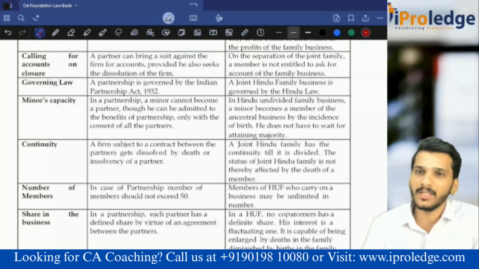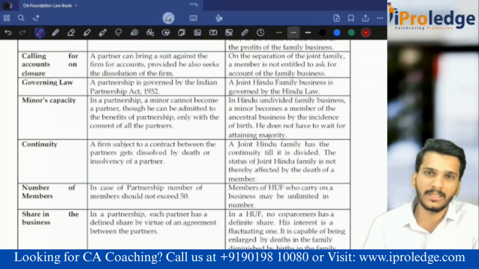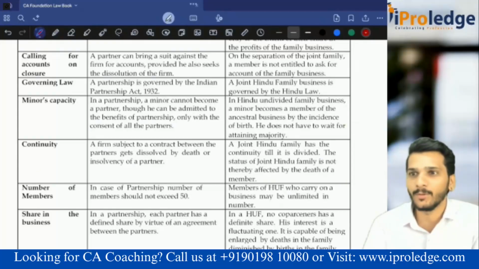In case of partnership, a minor cannot become a partner, but in case of HUF, even a minor can become one, because the moment you are born, you are not yet the age of 18. You are still one day, two days old.